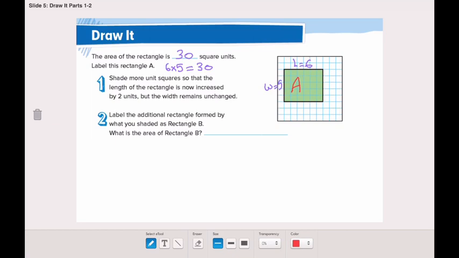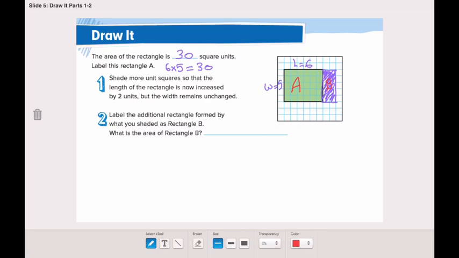Now shade more unit squares so that the length of the rectangle is now increased by 2 units, but the width does not change. So this is the width, it does not change, but the length increased by 2 units. 1, 2, 1, 2. The width does not change. We will shade this area. Now we will label the addition rectangle formed by what we shaded as rectangle B.